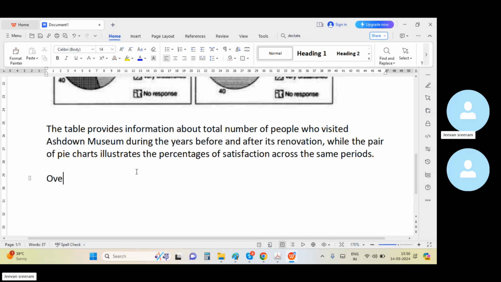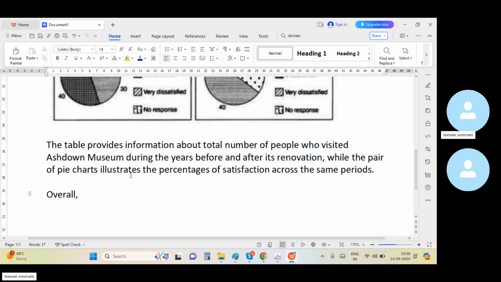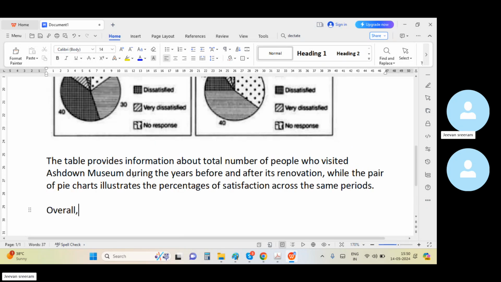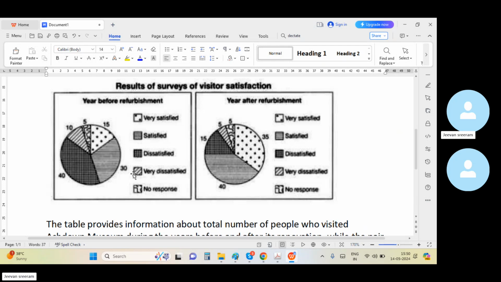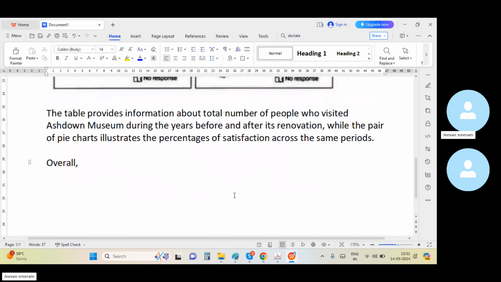Overall, let me write an overview with the same. You can write simple sentences also, but I should be able to draw a causal connection as well. Not only simply mentioning overall satisfaction increase after renovation and number of people visiting the Ashdown Museum has also increased. Instead of this, I have to draw a causal connection as well. So let me write a better overview overall.